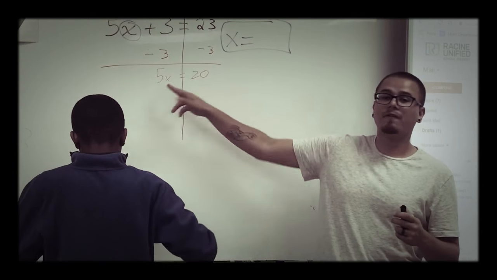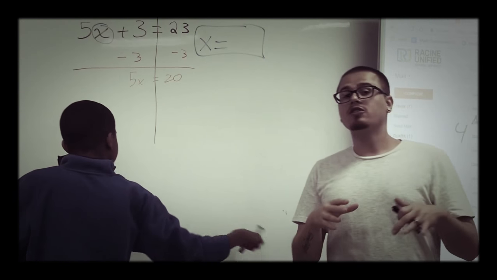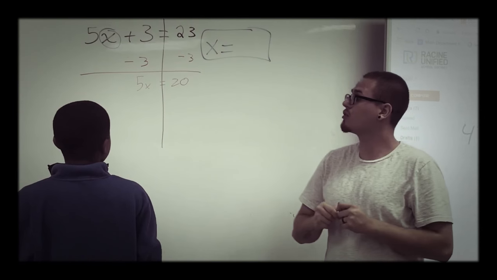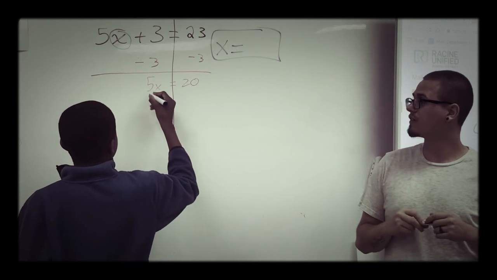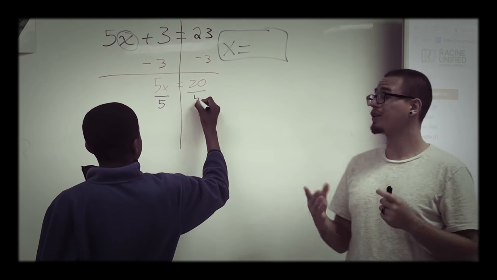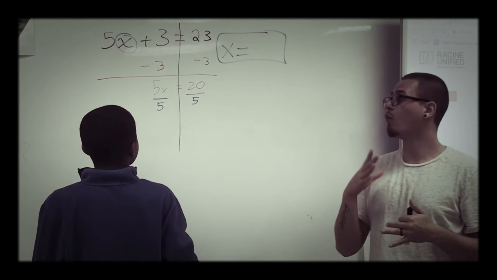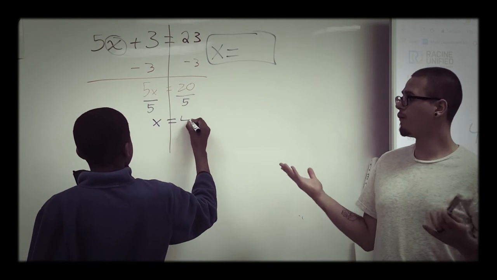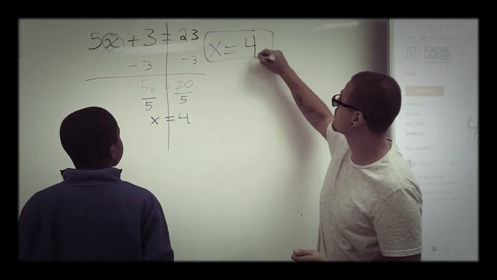The connection between the 5 and the x here is multiplication. So if we're multiplying, we have to undo that with division. To show division, we write it just like a fraction. Divided by 5, that's going to simplify to 1, so you'll have 1x left, and your answer will be x equals 4. So we'll write that up here to make sure it's right.